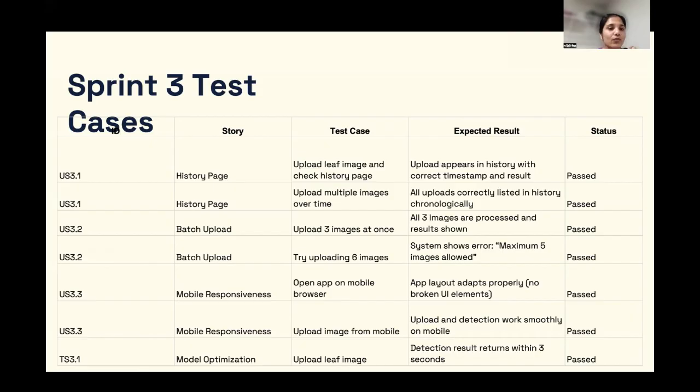So we uploaded 5 images at the same time, and it showed up the same history in the correct order as well. So again, the status is passed. And coming to the batch upload.